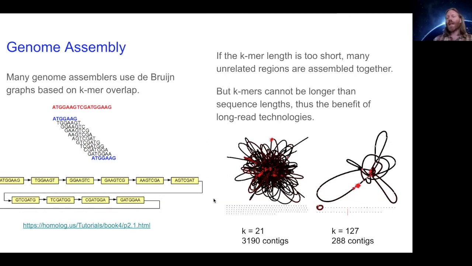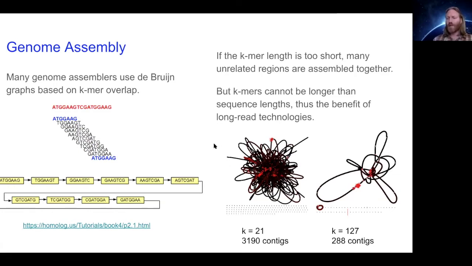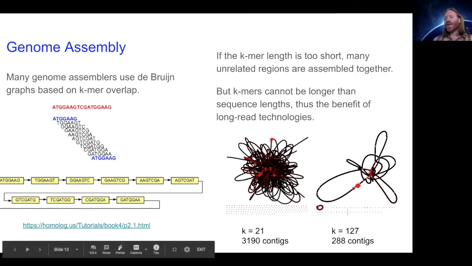So on the right-hand side, I've shown a couple of assemblies of a Pseudomonas genome, where on the left, it's assembled with a Kmer length of 21 base pairs. And from that, you get 3,190 distinct contigs that are all in this spaghetti tangle mess here. But if you use a Kmer length of 127 base pairs, then you're reduced to 288 contigs.